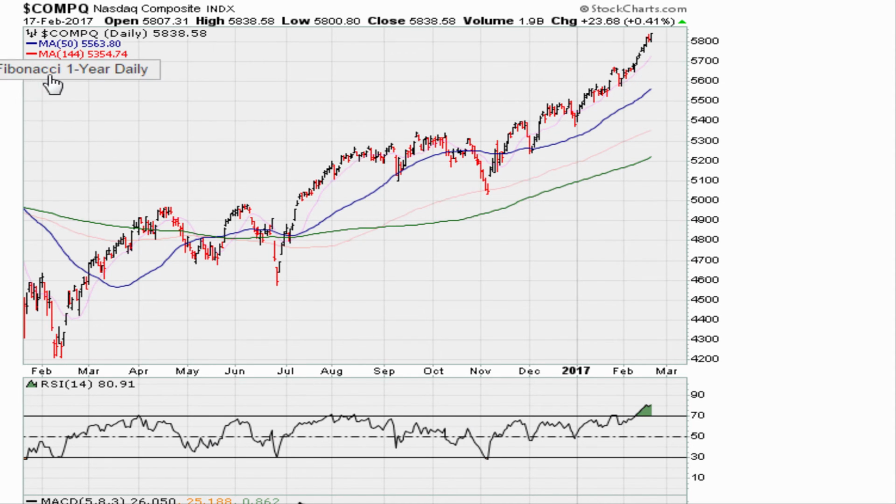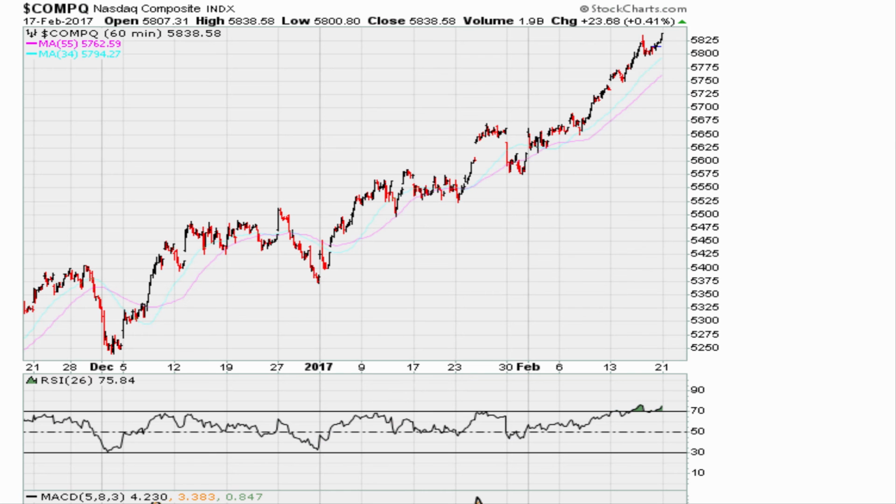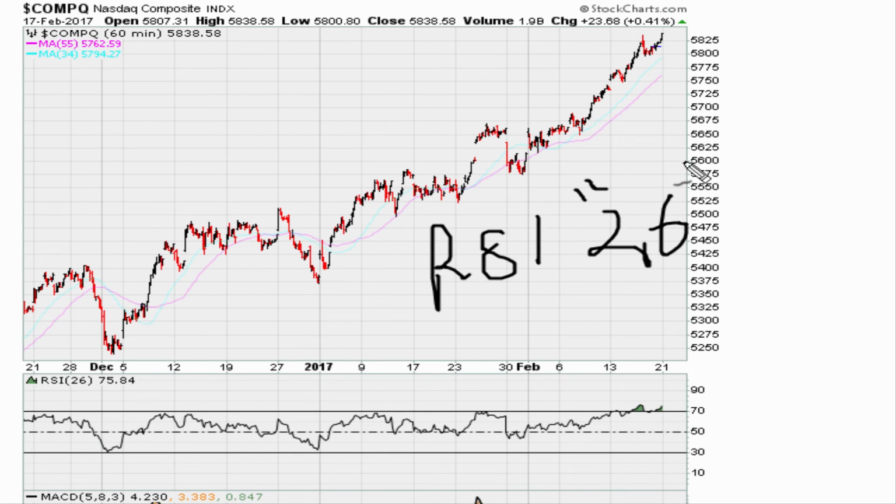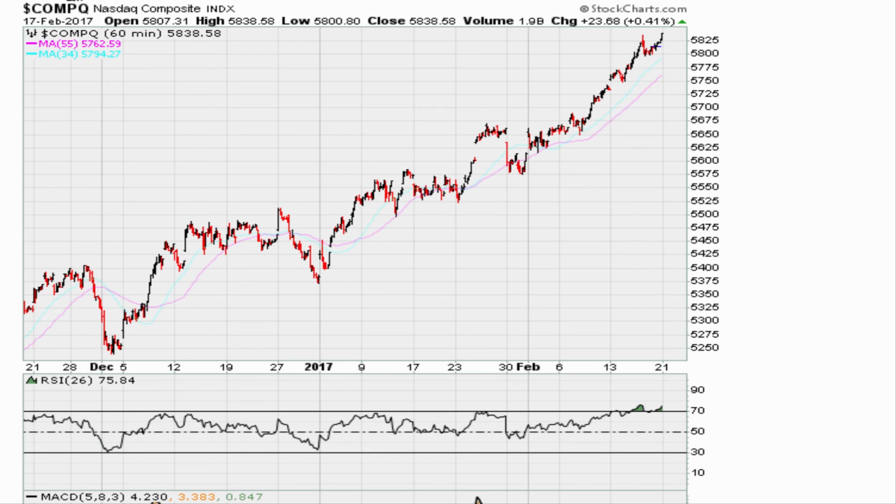Let's take a look at the Nasdaq hourly. And here on the hourly, just to be clear, I'm using RSI setting of 26. On the hourly, Nasdaq holding above 69.1. This is a rare occasion where markets are trading above 69.1 on all time frames. That's why they refuse to go down.